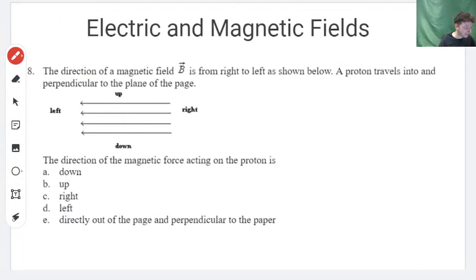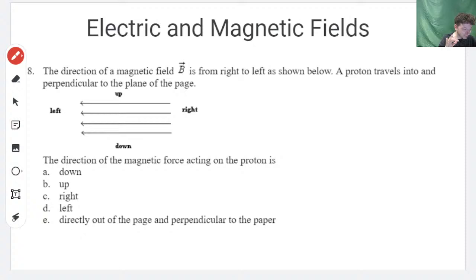Electric and magnetic fields. Oh, I love electromagnetism. Probably one of my favorite units. I'm going to put my pen down because we're going to need our right hands for this one. The direction of the magnetic field B is from right to left as shown below. A proton, so proton has a positive charge, and so we're going to use our right hands, travels into and perpendicular to the plane of the page.